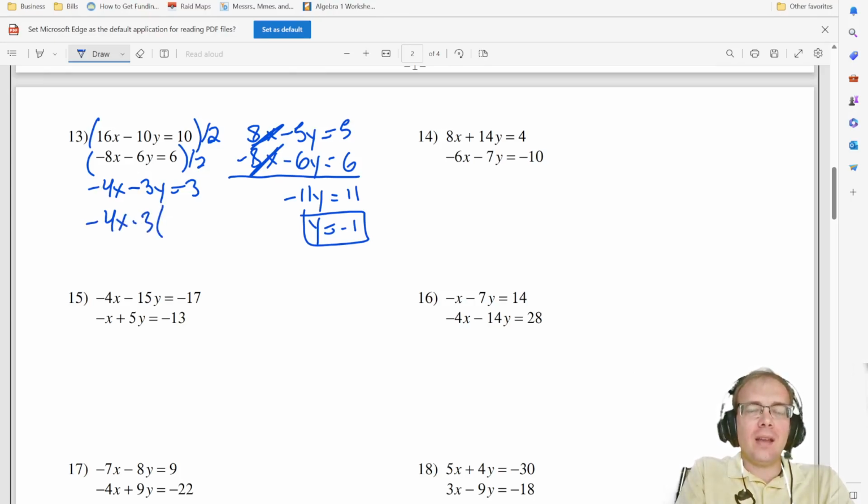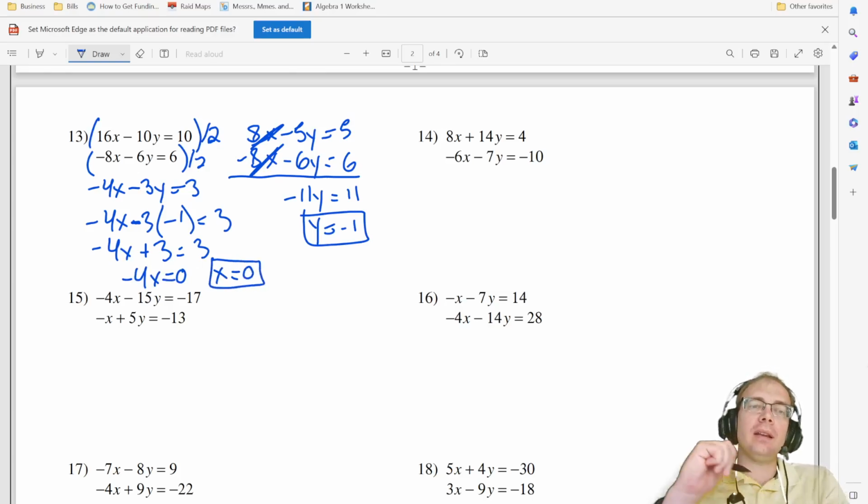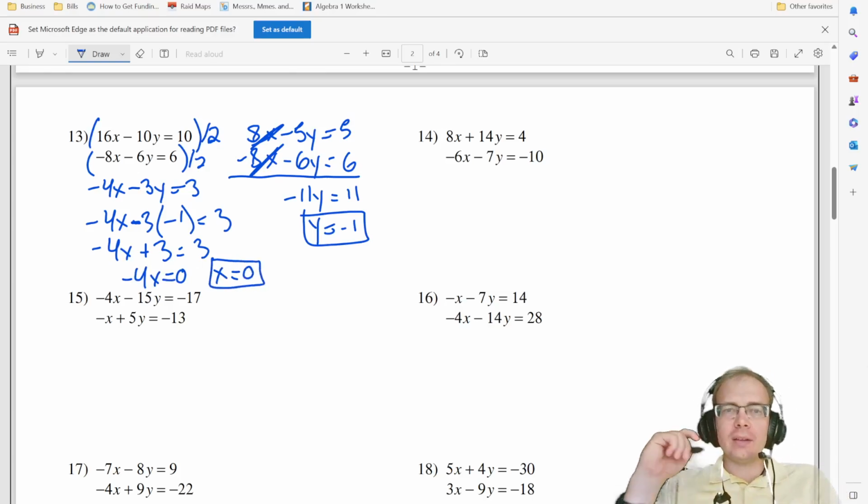But I'm going to plug in my y value now. Minus 3. And then plug in a negative 1. So that's going to be negative 4x. And that's a minus, by the way. It's a bad minus. Minus 3, minus 1, so plus 3. Oh, I'm going to subtract 3 on both sides and get 0, which means x is 0 because I'm going to divide by negative 4 and get 0. Look at that. All right, so x is 0, y is negative 1.